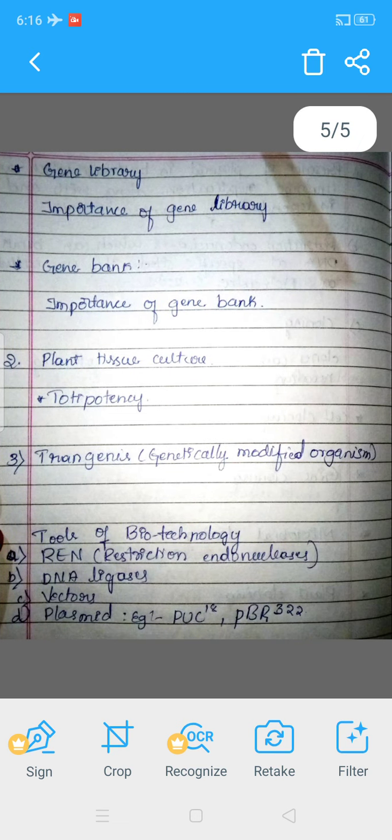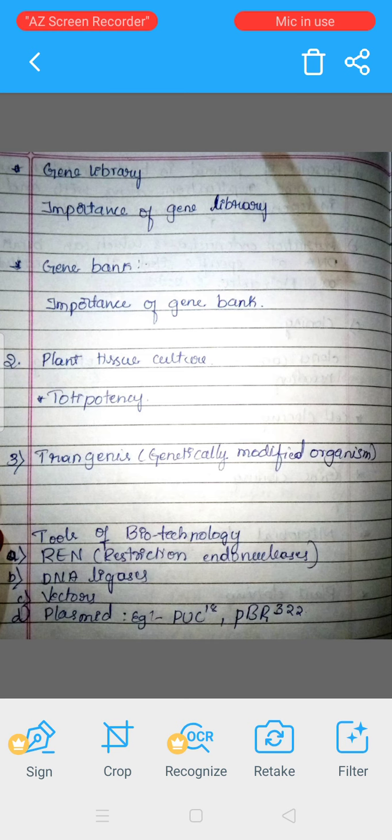And gene library. Next topic is gene library. All the clones are together called gene library because they together represent all the genes of an organism under study. And importance of gene library.